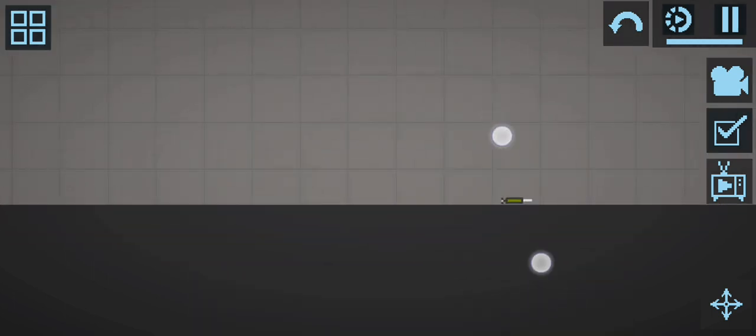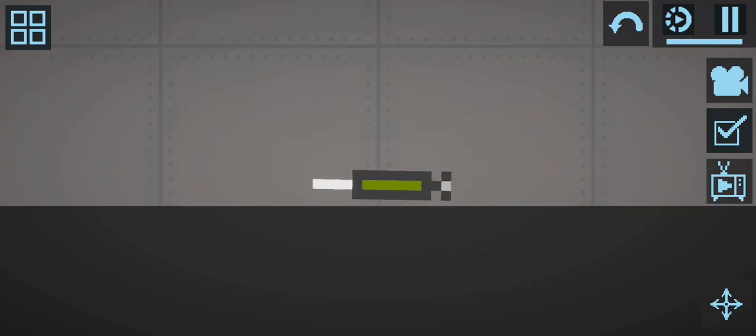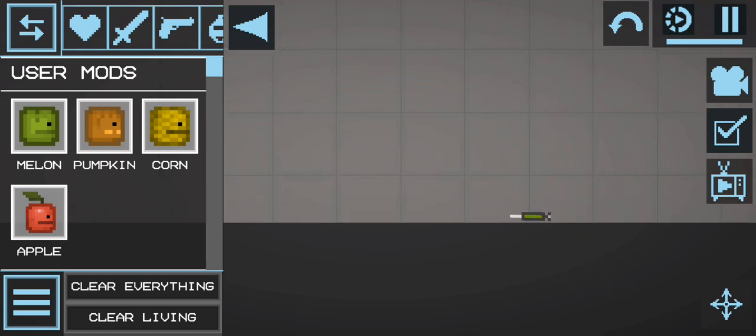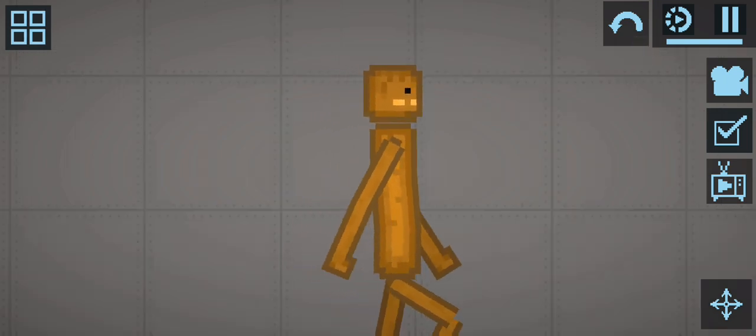Apparently there's no syringe. Wait a second. Actually, there is a syringe. OMG, what does this syringe do? I finally found out. It's a melon syringe. And if you don't know what a melon syringe is, it turns characters into a melon.